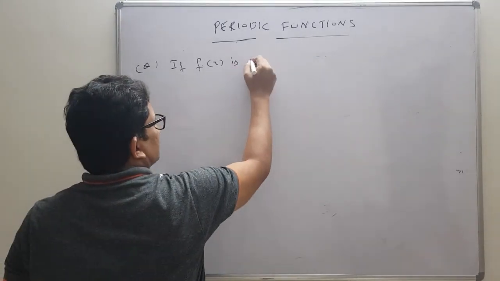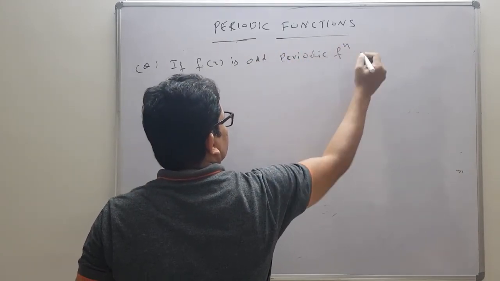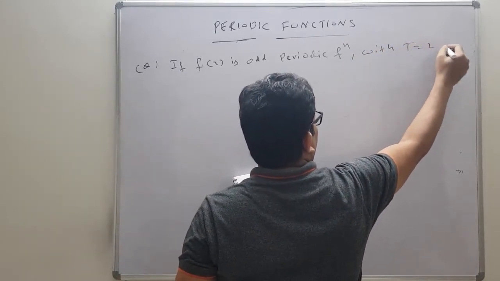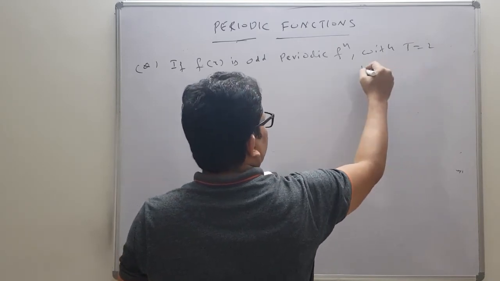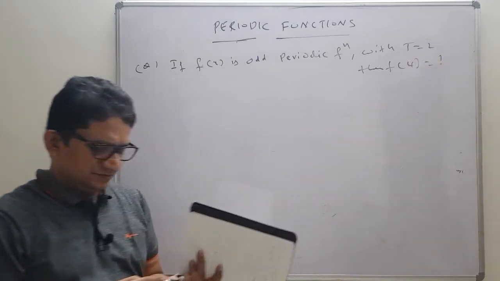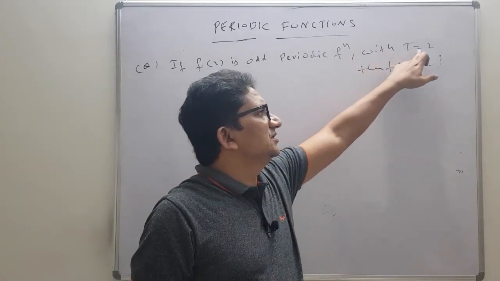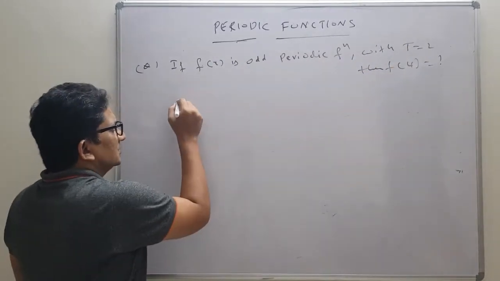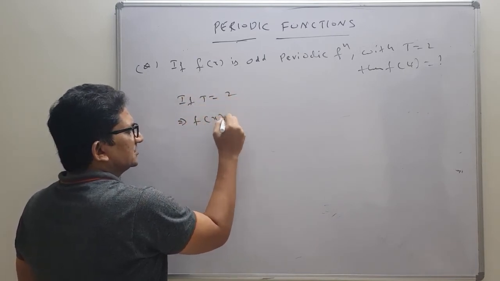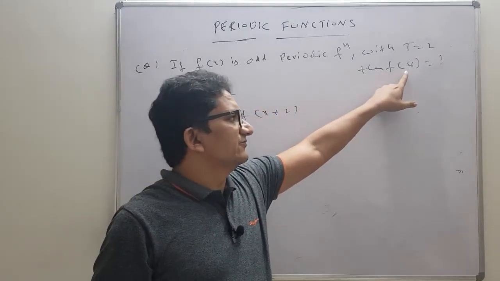Next, one more question. If f(x) is an odd periodic function with fundamental period 2, then what is the value of f(4)? Here they are given that f(x) is an odd periodic function with T = 2. If T = 2, that implies f(x) = f(x+2). Now they are asking for f(4), so we will start here.